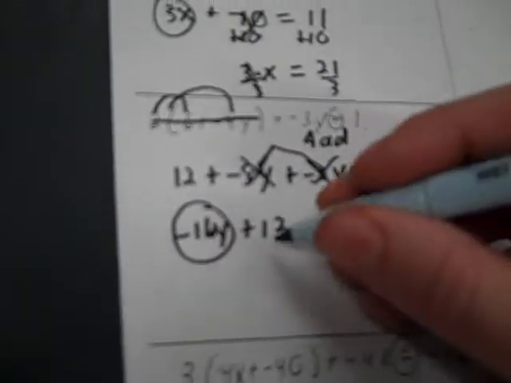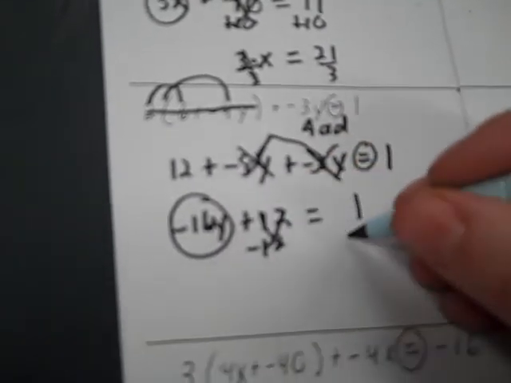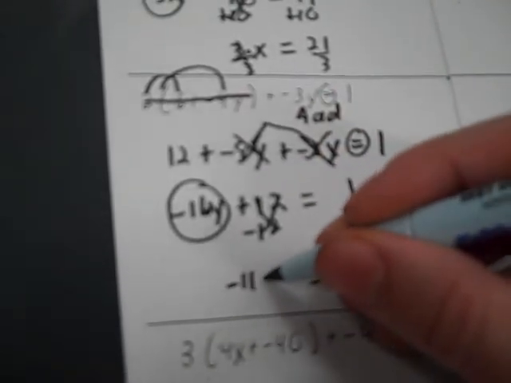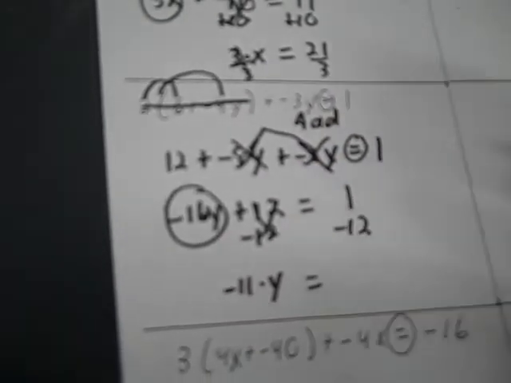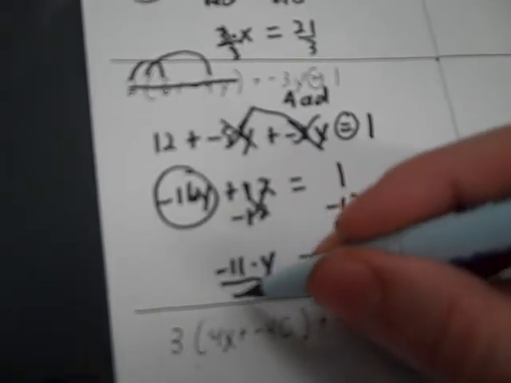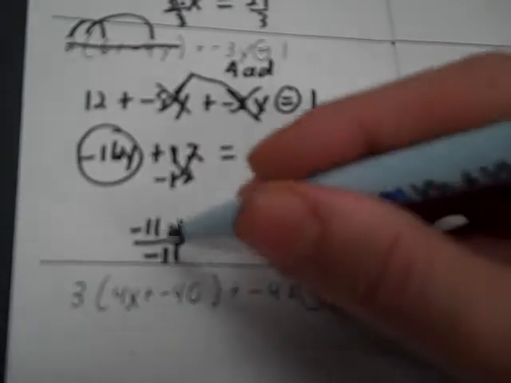and then plus 12, so I minus 12, minus 12. So I have negative 11 dot y, and then 1 minus 12 is negative 11, and then we just divide. That's always kind of your last step, is to divide. So negative 11 divided by negative 11 is positive 1.